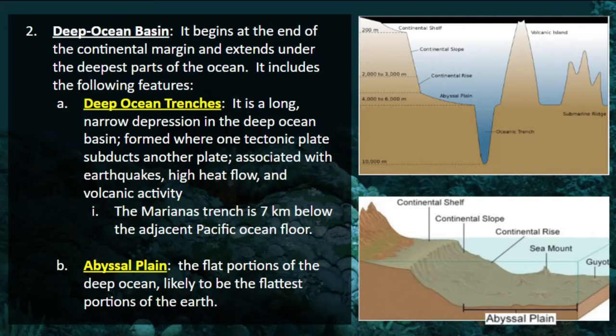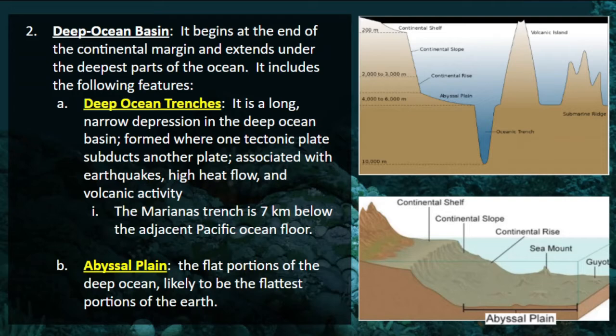So, deep ocean trenches, these are long, narrow depressions, and they're formed by subduction, which is one plate going underneath another plate. This is also associated with earthquakes, high heat flow, and volcanic activity. An example of this is the Marianas Trench, which is 7 kilometers below the adjacent Pacific Ocean floor.